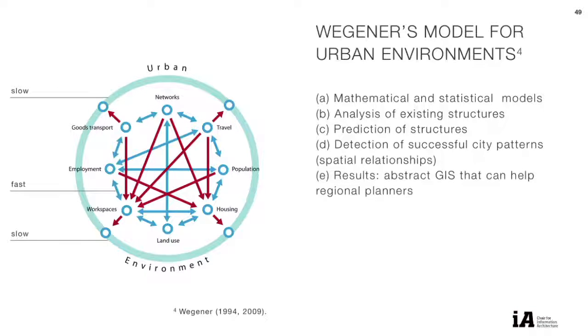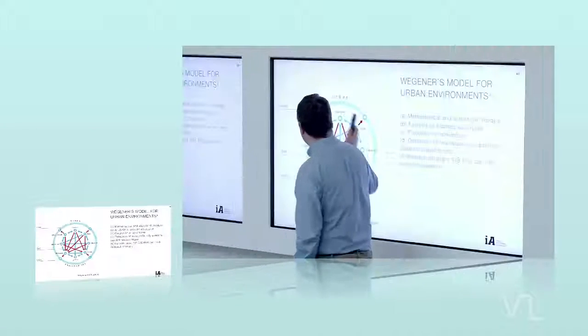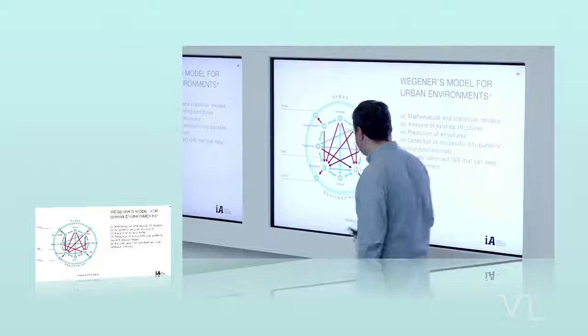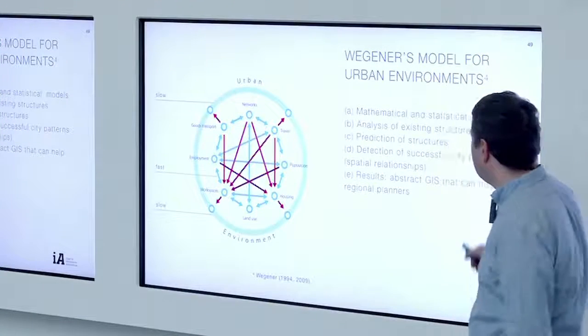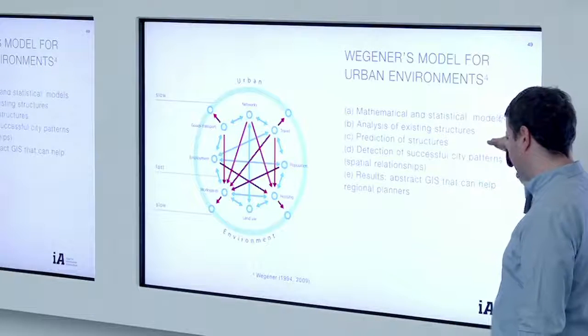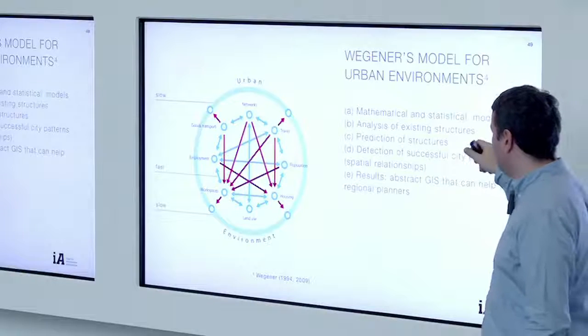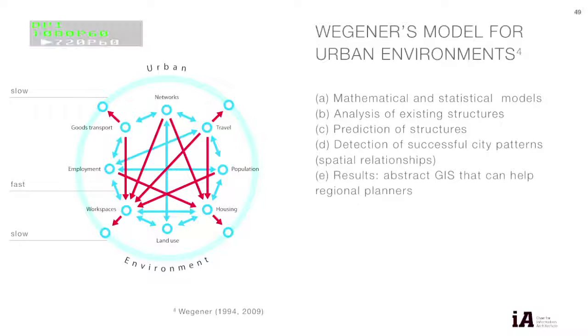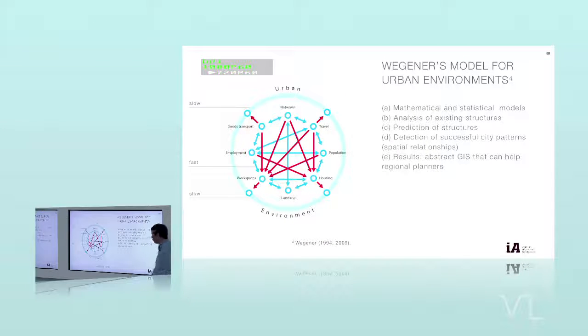And the idea is that you really have to understand which are the parts that change fast, which are slow, and how this is interacting with your environment. First you need to be aware of some parts of mathematical and statistical models. Then you need to be aware of the analysis of the existing structures. Then you want to predict structures. You have certain ideas how development should go in which direction, and which are the successful developments that you could use as a best practice.